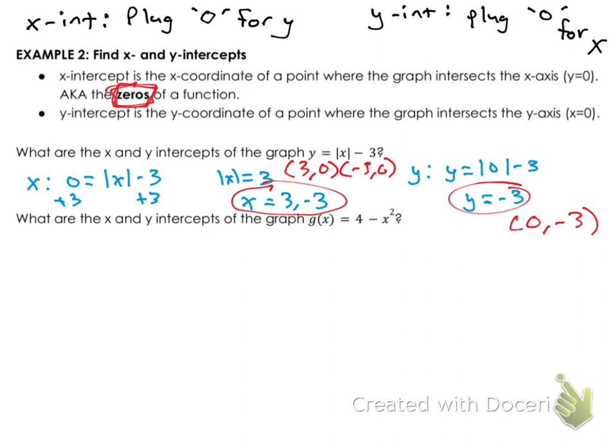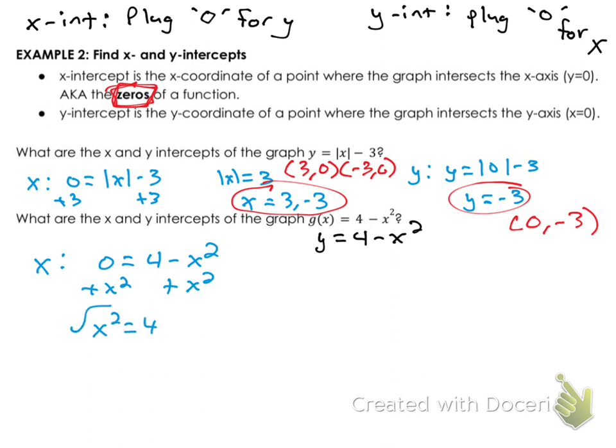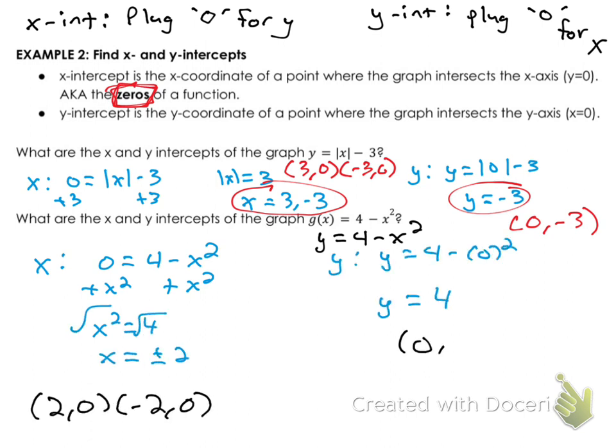g of x equals 4 minus x squared. That's the same thing as y equals 4 minus x squared. Exact same thing. All right, so you should have gotten that the x-intercepts are at (2, 0) and (-2, 0), and the y-intercept is at (0, 4). Any questions there? Okay.